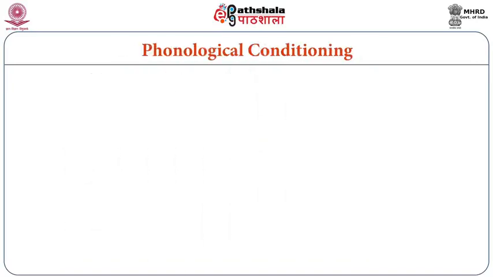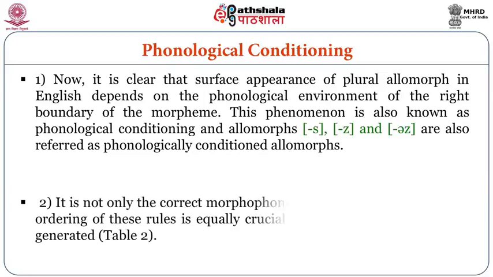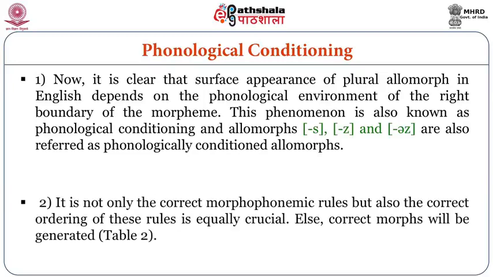Phonological conditioning. Now it is clear that the surface appearance of the plural allomorph in English depends on the phonological environment of the right boundary of the morpheme. This phenomenon is also known as phonological conditioning, and allomorphs s, z and iz are also referred to as phonologically conditioned allomorphs. It is not only the correct morphophonemic rules but also the correct ordering of these rules that is equally crucial, else incorrect morphs will be generated as you had seen in table 2.